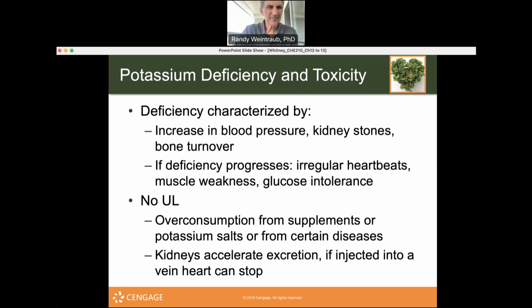There's no upper limit, so overconsumption from supplements or potassium salts is not a concern. And the kidney could accelerate its excretion if concentrations are high.